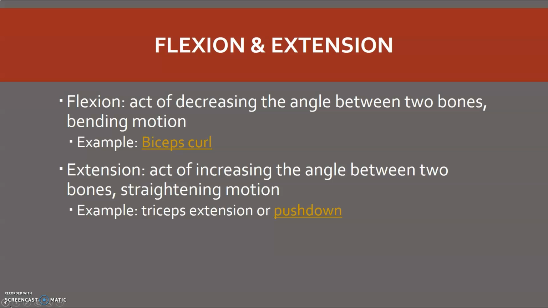Now, extension is the opposite movement of flexion. Rather than decreasing the joint angle between bones, extension increases that angle, so those bones are moving farther apart from one another. An example of an exercise that shows extension is the tricep extension, or push down. With this, you are pushing weight down so that your arm is straightened, and when that arm straightens, that contracts your tricep muscles.